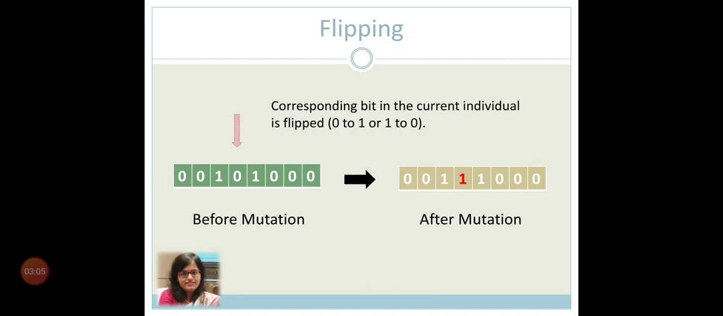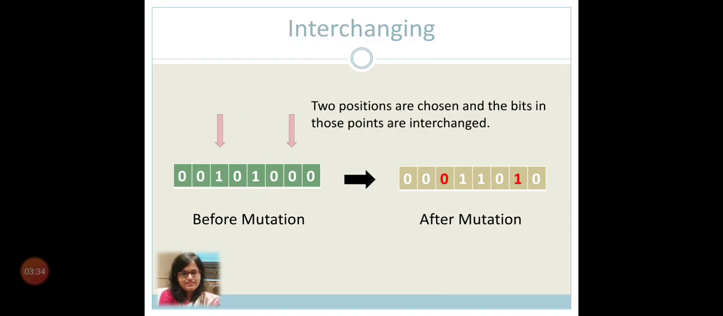The value was 00101000. Suppose we are doing mutation at the third position. So at the third position the value was 0. After mutation the value will be 1. So for the child individual, what was the result after mutation? That is 00111000. This is all about the flipping mutation technique.